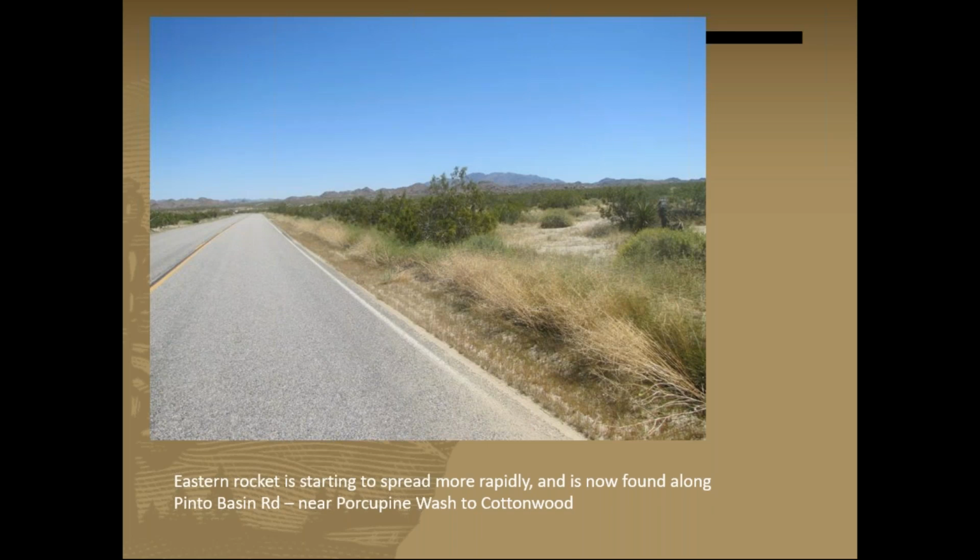And in my drive through the park yesterday, trying to learn about the status of these infestations, I saw a lot of Eastern Rocket along Pinto Basin Road near Porcupine Wash, going all the way down to Cottonwood, growing along the road. And we've seen it there a little bit before, but not like it is this year, unfortunately. So this is very concerning.